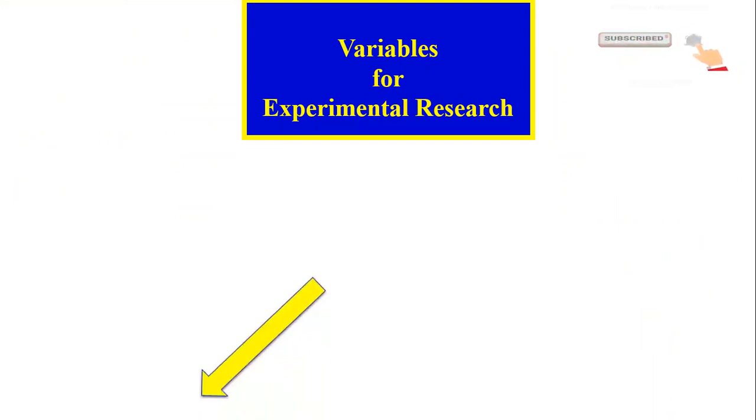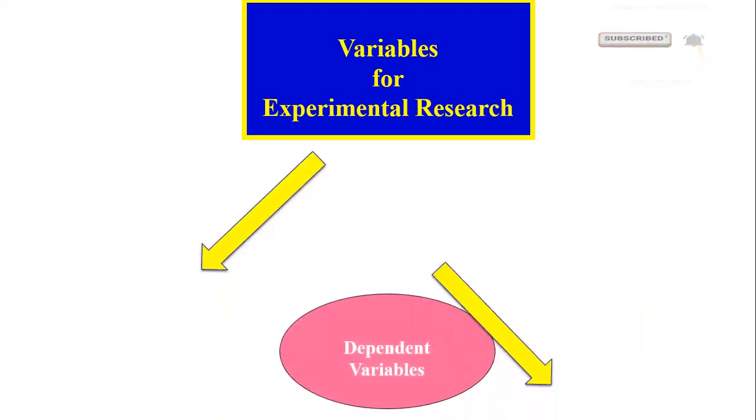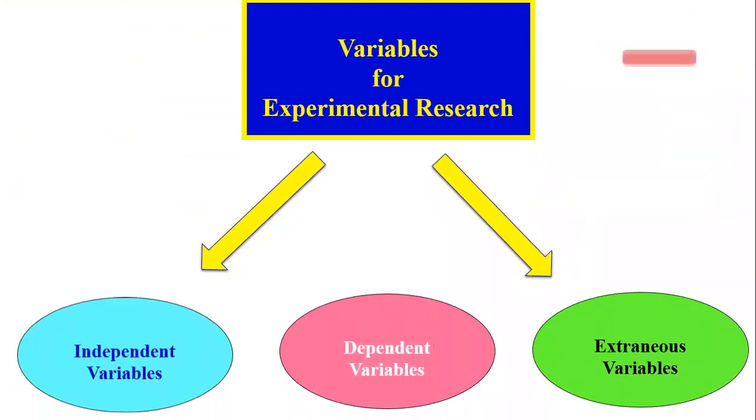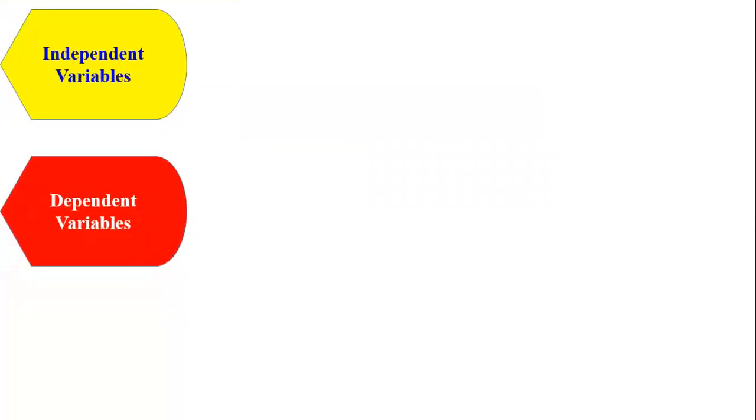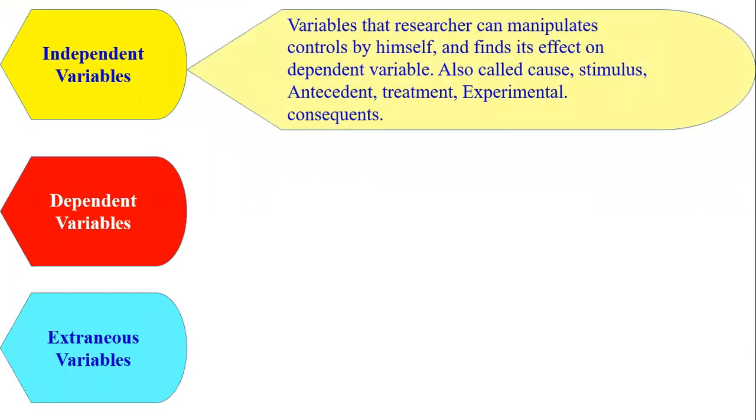So variable for experiment, there are three variables for experimental research. First one is independent variable, second one is dependent variable, and third one is extraneous variable. So in detail, we will discuss about what is independent, dependent, extraneous. Go to next slide. Independent variable, then dependent, and then extraneous. Independent variable is a type of variable which we can manipulate, control by himself, and find effect on dependent variable, right?